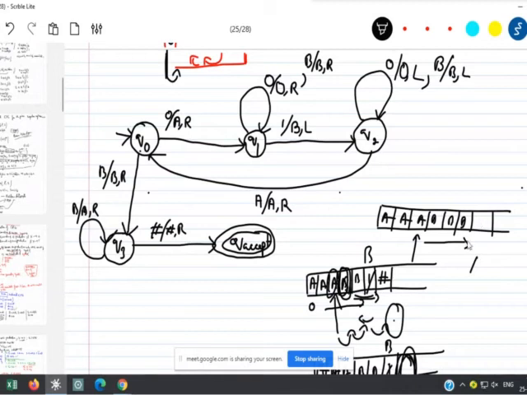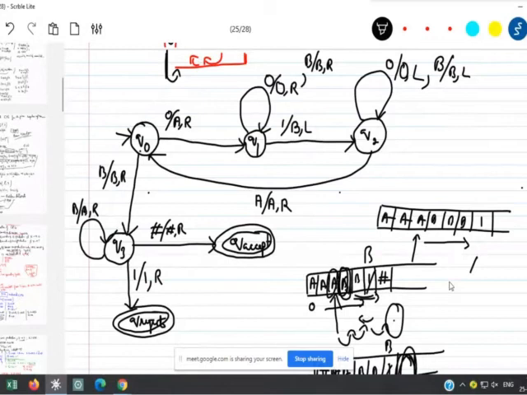If you find one, then it means what? The number of zeros and number of ones are not equivalent, and this has to be rejected. So I'm going to insert the rejection part here instead of hash. If I find one, do not replace with any symbol. Just keep moving towards the right side and then just go to the rejection state, Q reject.